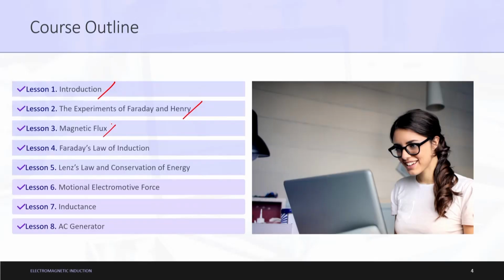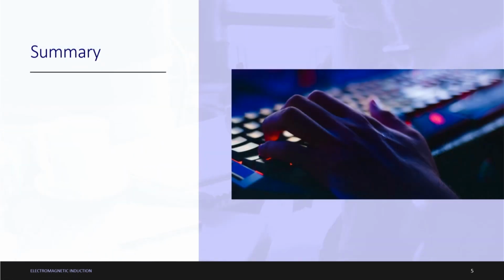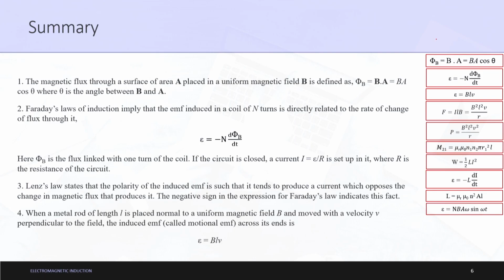Then magnetic flux, that is phi b, Faraday's law of induction, that is EMF produced, Lenz's law and conservation of energy, motional electromotive force, that is epsilon is equal to B L V, inductance, self inductance and mutual inductance, and finally AC generators. So in this lecture I will first of all summarize everything again, and then we will move on to some of the problems related to every concept of electromagnetic induction. So this is the final formula sheet here. This has everything you need to know regarding electromagnetic induction. So now let us move on to the summary here.